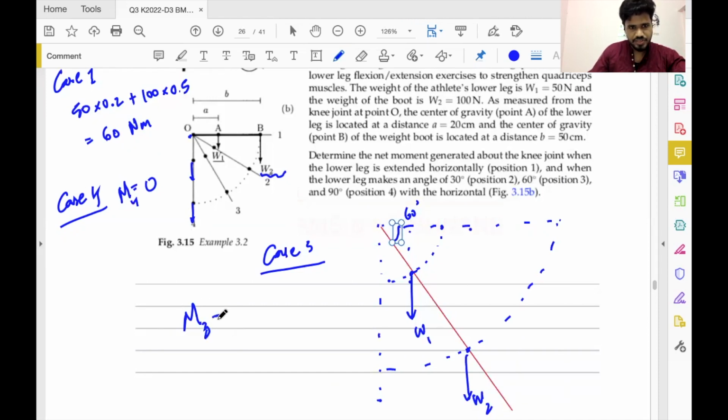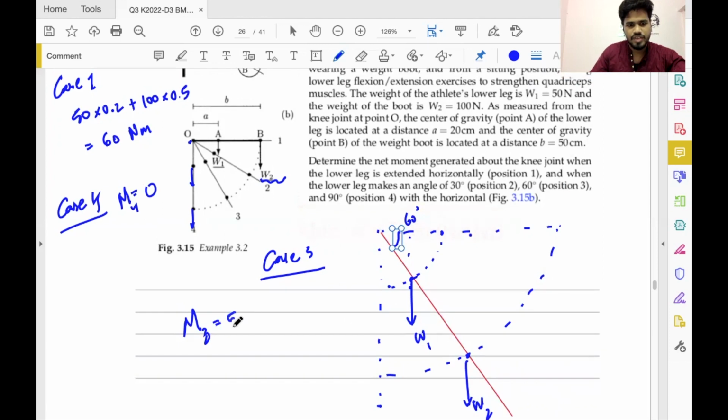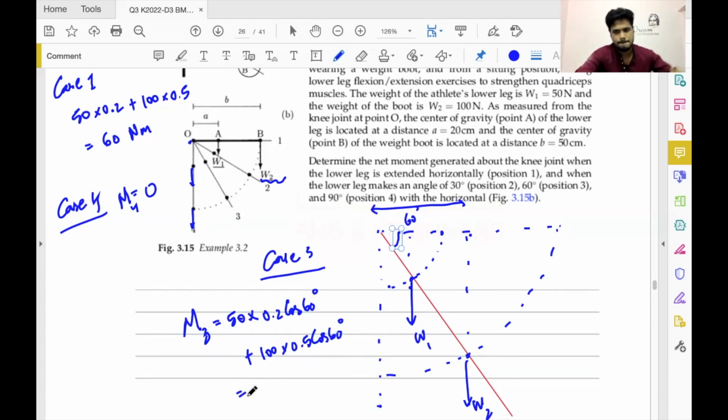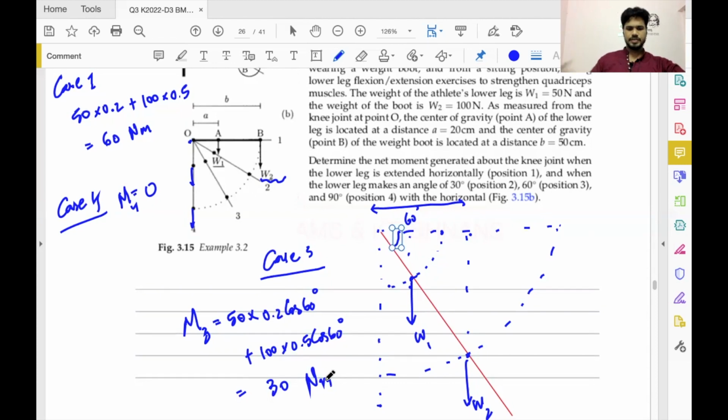So moment for case 3 should be force into perpendicular distance. So we have 50 into perpendicular distance, in this case will be 0.2 cos 60 degree plus 100 into this distance will be 0.5, again cos 60 degrees. So this moment is 30? Yes, sir. Okay, 30 Newton meters. So this is in Newtons, this is in meters, so we get it in Newton meters.